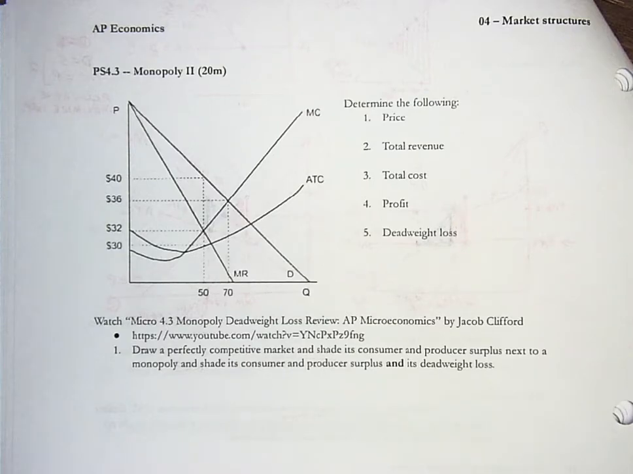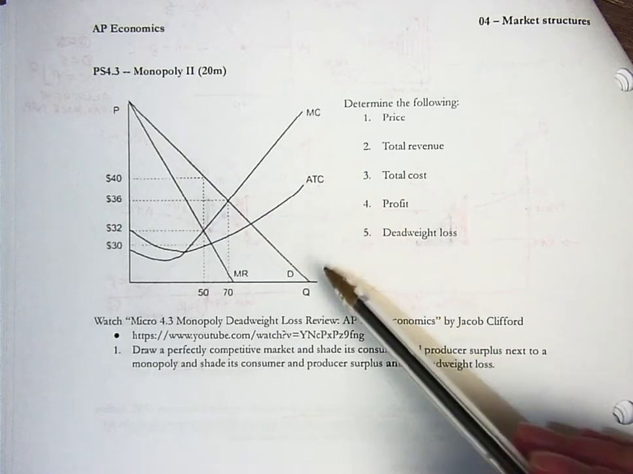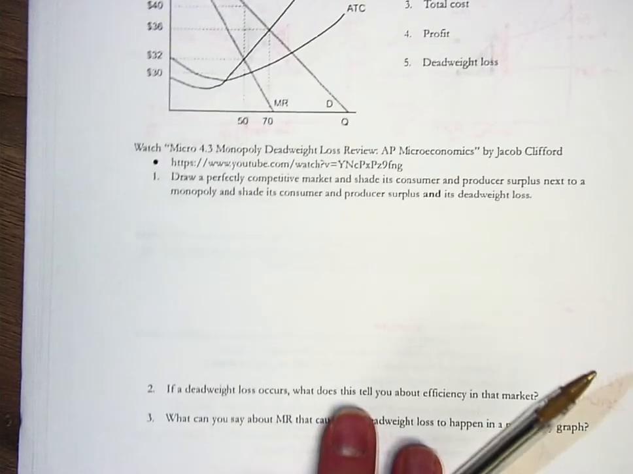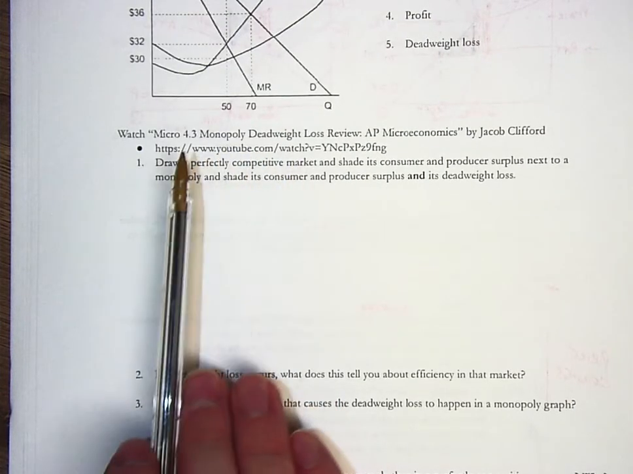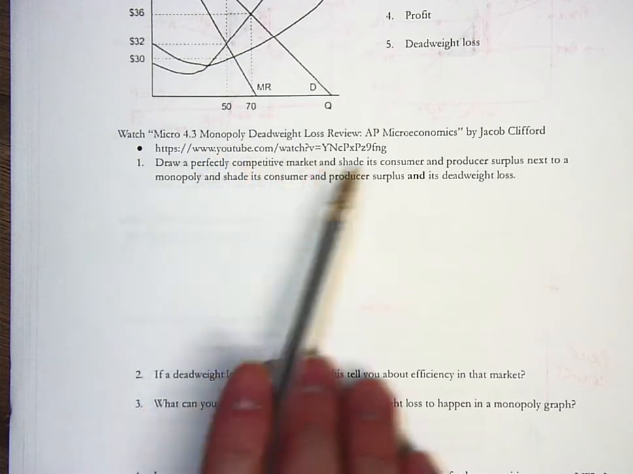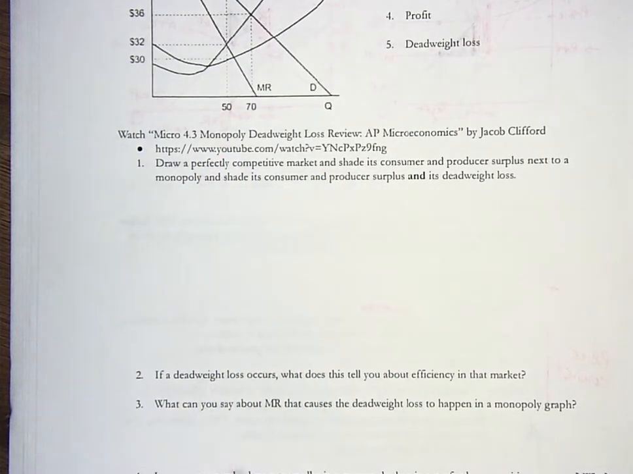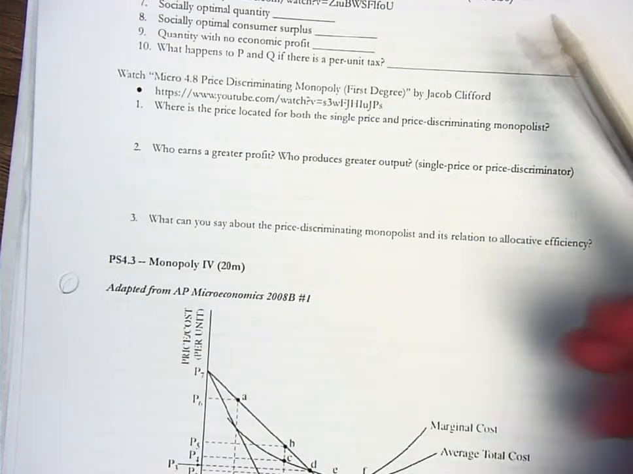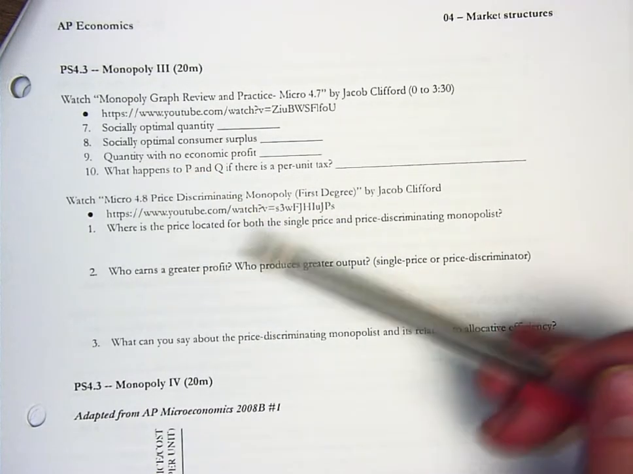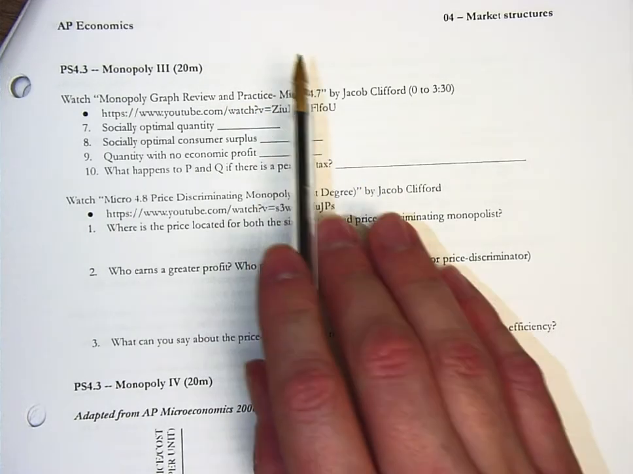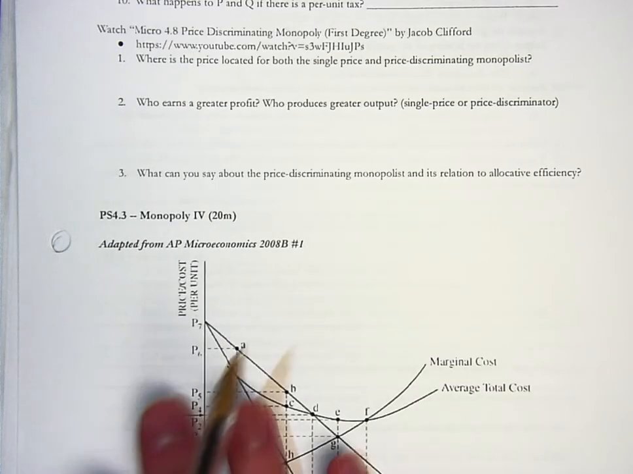So in this practice problem set, we're going to do a couple of different things. First, we're going to take a look at this quick graph of an artificial monopoly. Then I'm going to ask that you take a look at Jacob Clifford's video, Micro 4.3 Monopoly Deadweight Loss Review, and there's a couple of questions based on his graphs there. And then we're going to switch gears and take a look at this practice problem set, 4.3 Part 3. So these are some separate videos that you're going to see, all related to monopolies.